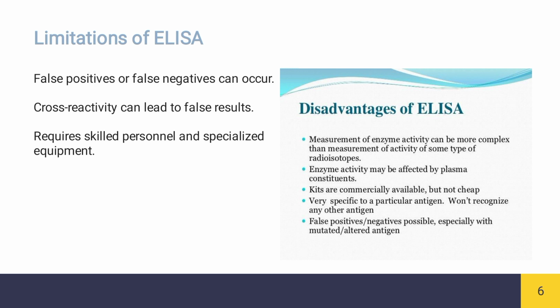Enzyme activity may be affected by plasma constituents. Kits are commercially available but not cheap. It is very specific to a particular antigen and won't recognize any other antigen. False positives and negatives are possible, especially with a mutated or altered antigen.